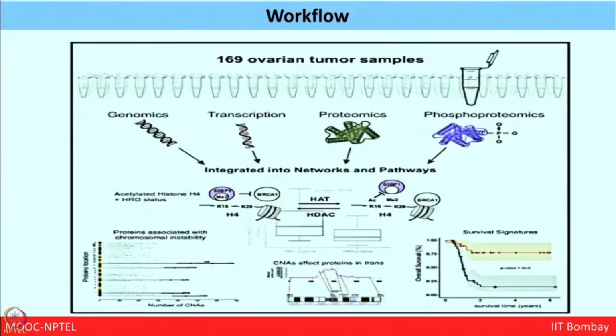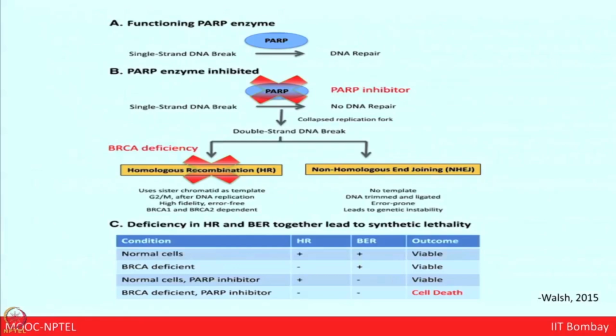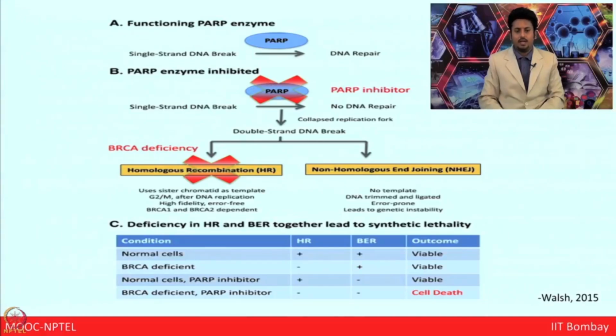So, in this study they have taken 169 ovarian tumor samples from TCGA metadata, and they tried to analyze, rather correlate, the genomics, transcriptomics, proteomics and phosphoproteomics. So, before going into the paper, let me give a glimpse of this kind of mutation and how this mutation can lead to lethality of a cell.